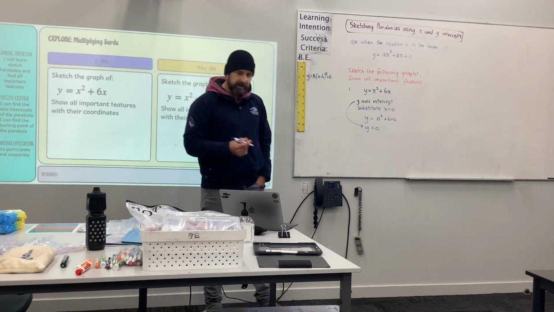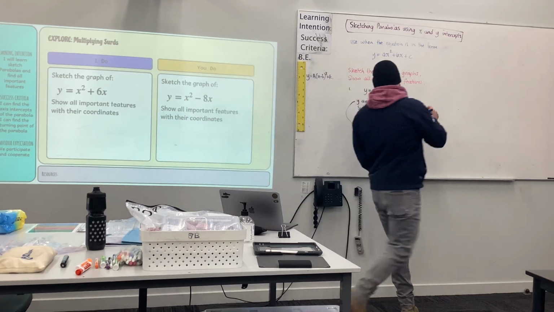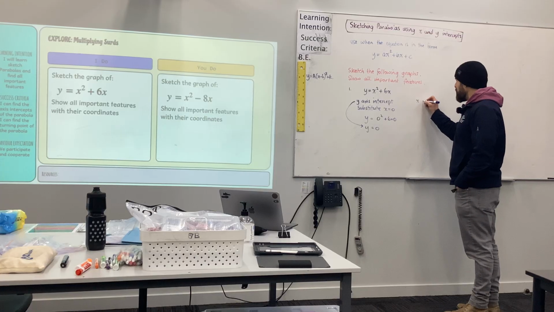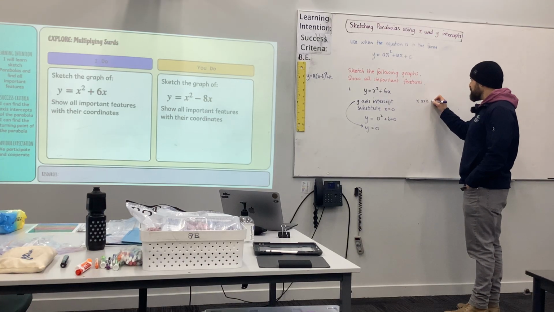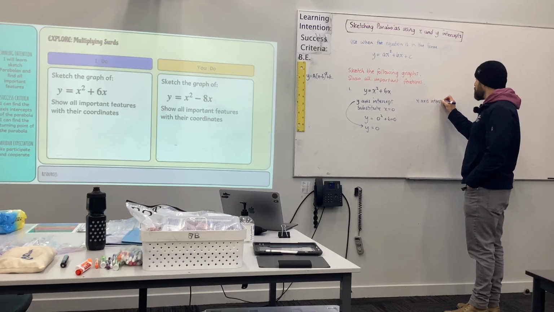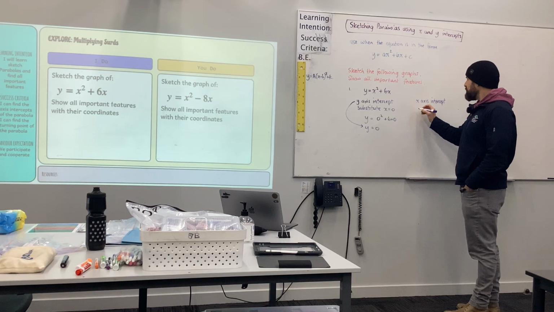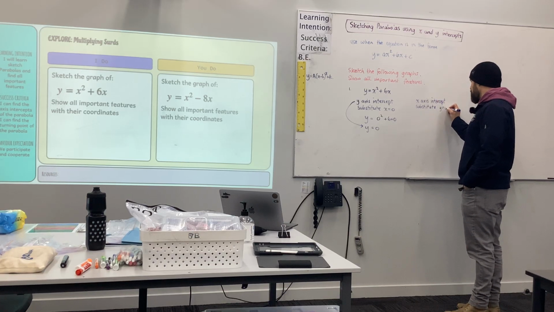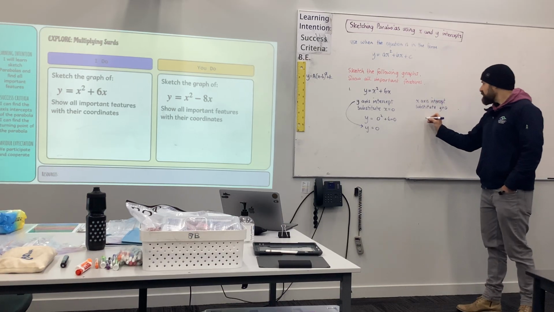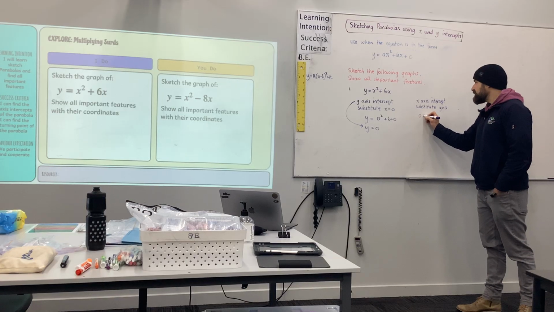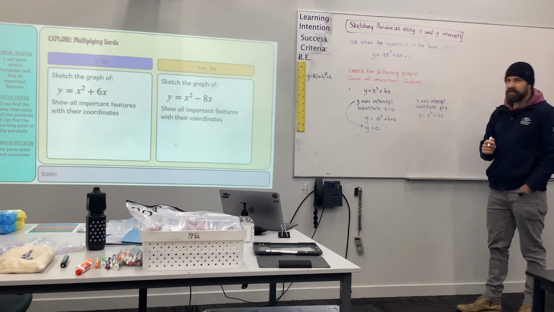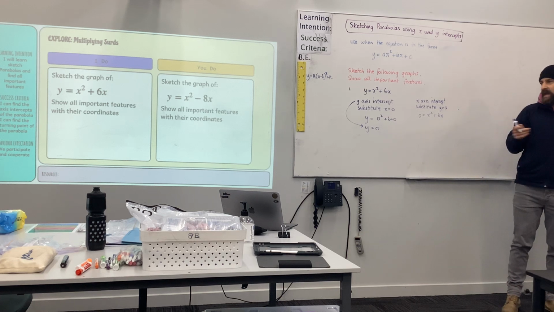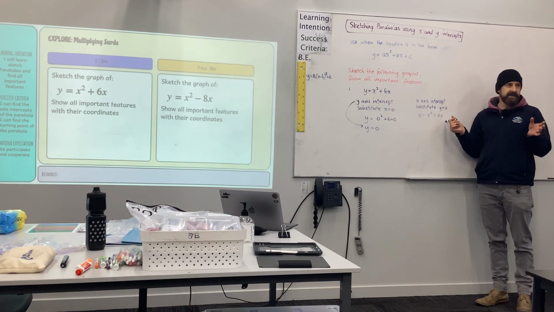Okay, the second thing I'm going to do is find my x-axis intercept. Now for the x-axis intercept, what am I going to substitute? y equals 0. So when I substitute y equals 0, my equation becomes 0 equals x squared plus 6x. And now I have a quadratic equation to solve.